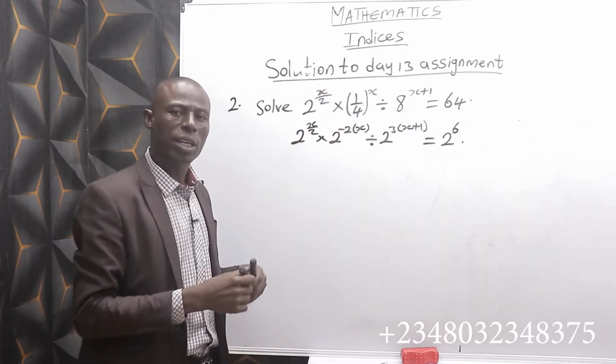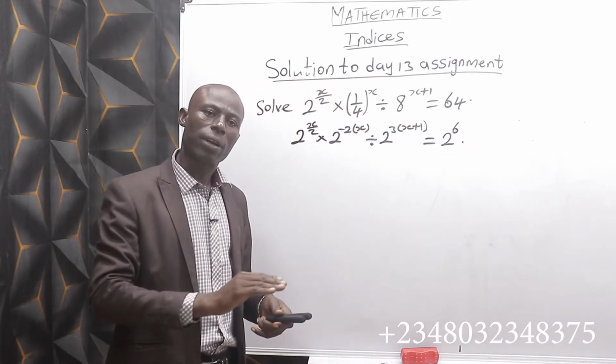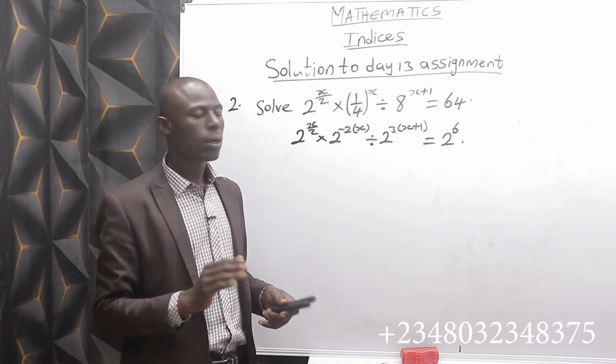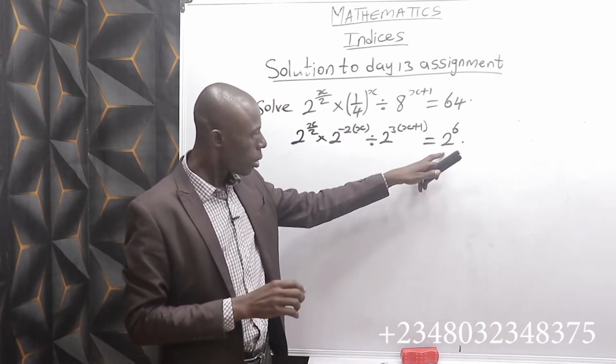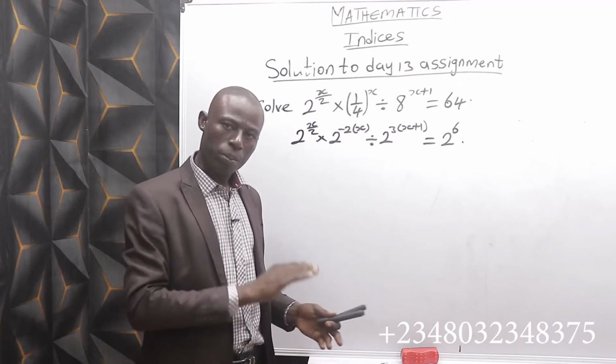64 could be raised on 3 different base numbers. It could be raised on base 2 as this. It could be raised on base 4.